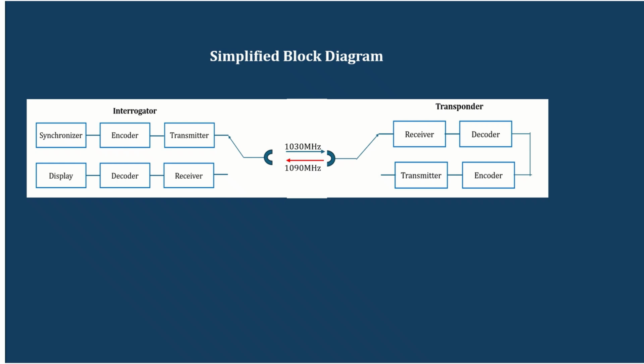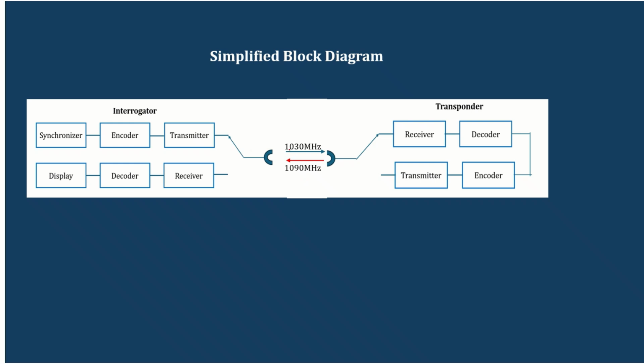This is the simplified block diagram of the SSR. Here you can see a synchronizer and display. This synchronizer and display will be synchronizing with the primary surveillance radar system too. We have an encoder which produces the coded signal to be transmitted, and the antenna transmits that signal. This system uses different frequencies for the transmission and the reception.